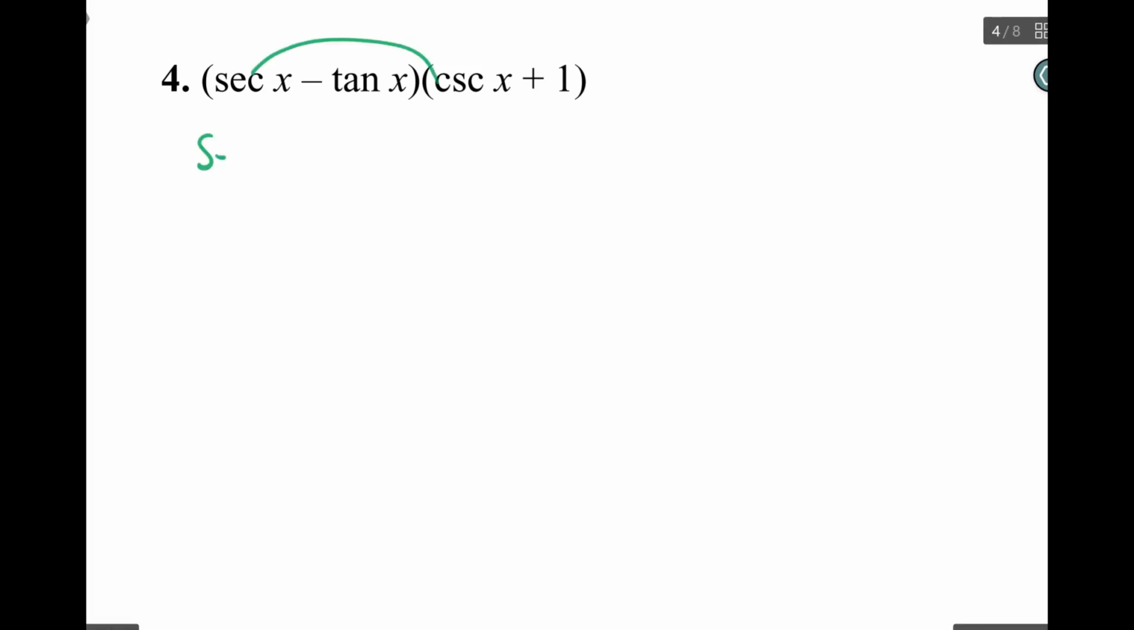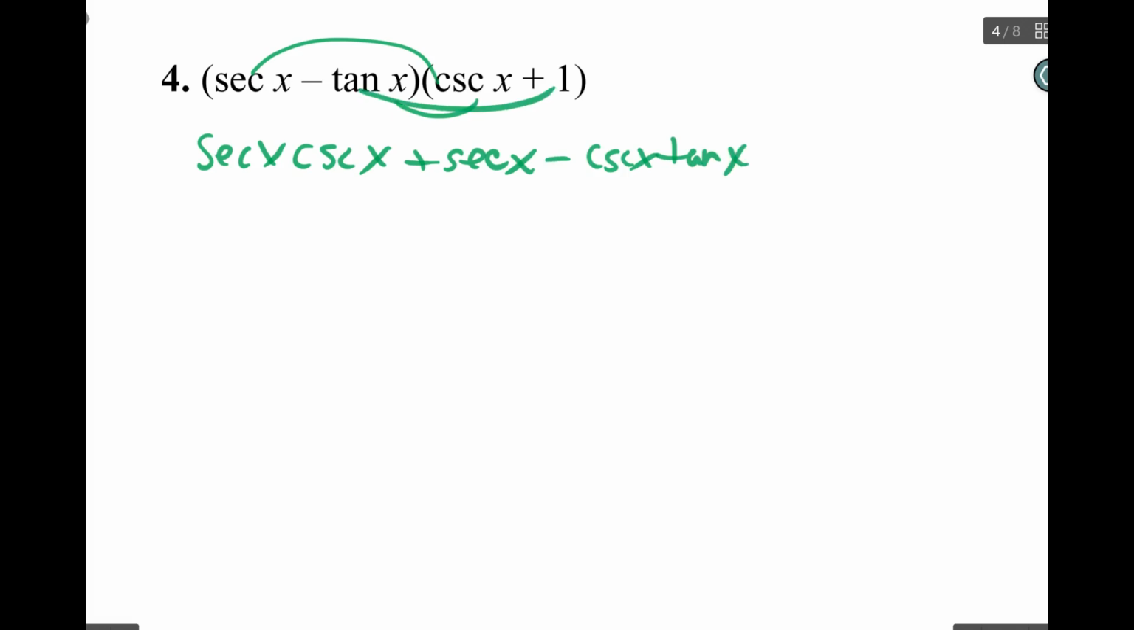So first, secant x, cosecant x, outer plus secant x, inner minus cosecant x, tan x, minus tan x. Oh my god, this is ugly. Let's put everything in terms of cosine and sine, because here we have 3 different trig values. We have secant, we have cosecant, we have tangent. But if we put everything in terms of sine and cosine, maybe something will cancel out, like maybe there's some voodoo going on in these terms.